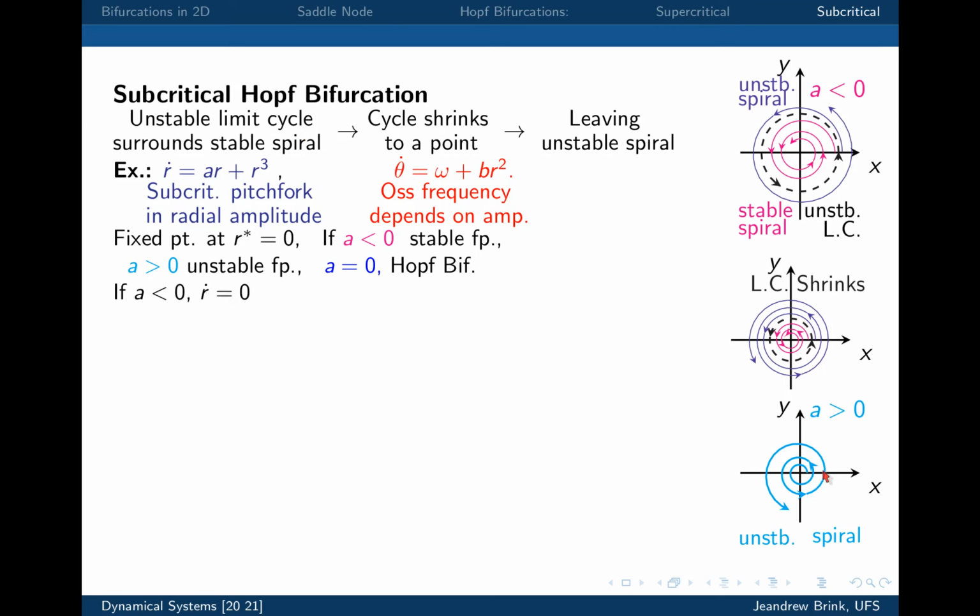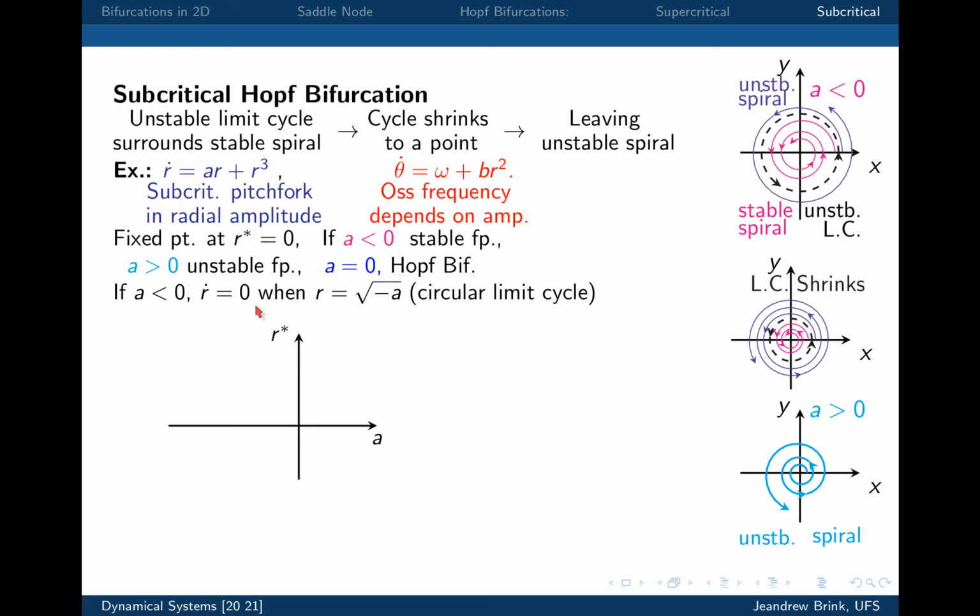The second fixed point thing arises if a is less than 0. Okay, then r dot is 0 when r equals the square root of minus a. So in order for this root to exist, you need this condition. So it only exists if a is less than 0. And that corresponds to a trajectory where the radius doesn't change, and it's a circular limit cycle.